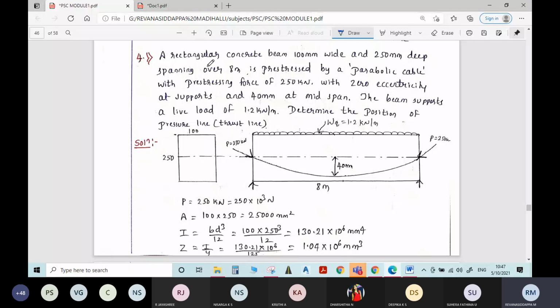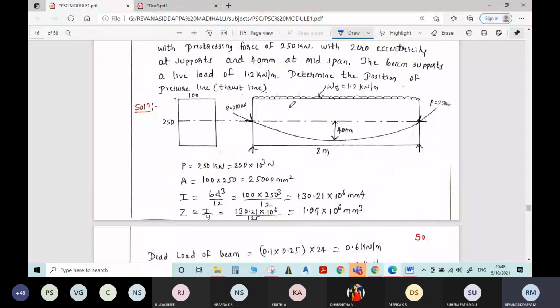A rectangular concrete beam 100 mm wide and 250 mm deep, spanning over 8 meter, is pre-stressed by a parabolic cable. It is not a straight cable. The parabolic cable carries a pre-stressing force of 250 kilonewton, with zero eccentricity at the supports and 40 mm at the mid span. The beam supports a live load of 1.2 kilonewton per meter. Determine the position of the pressure line.